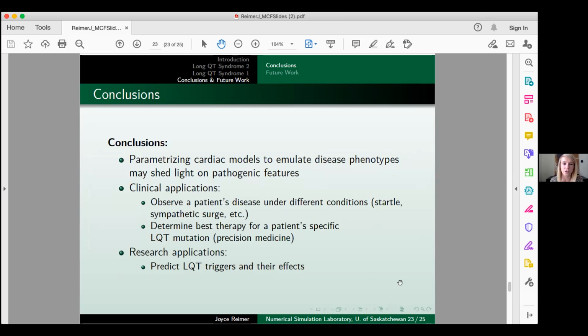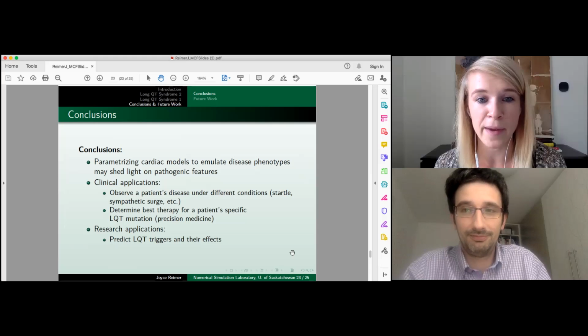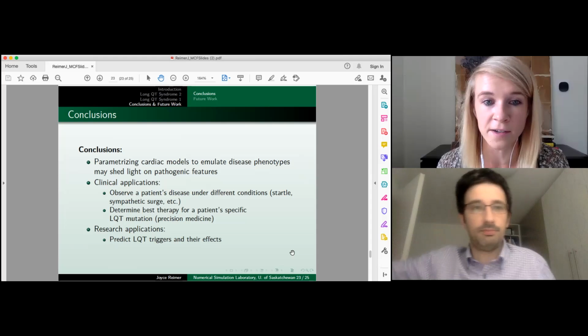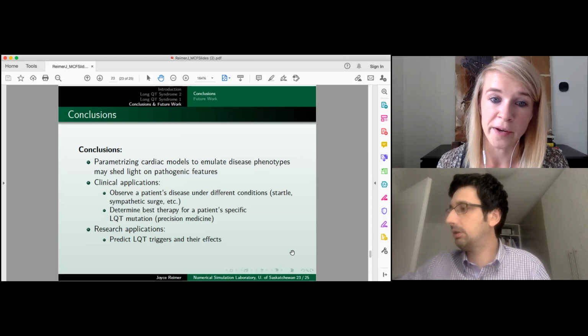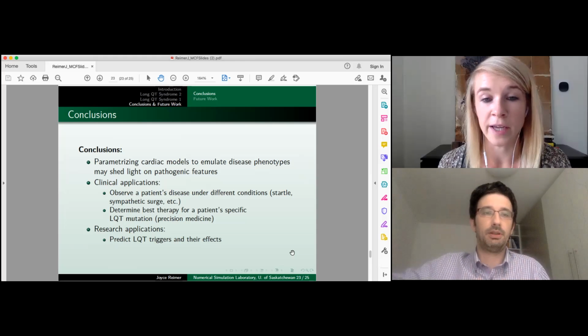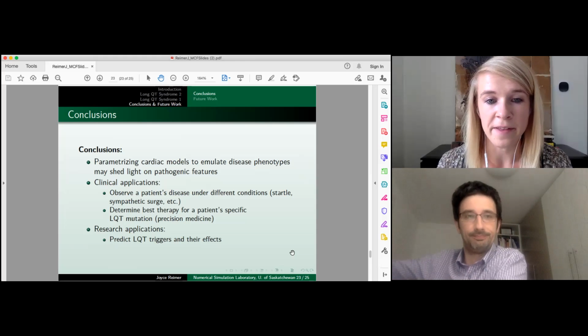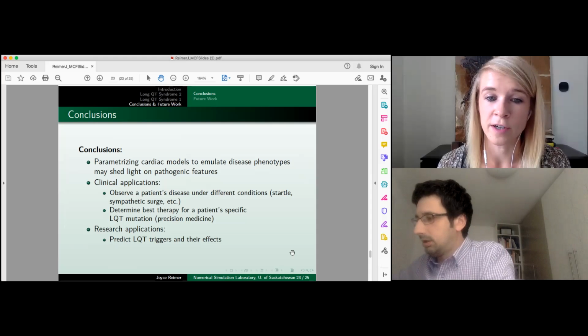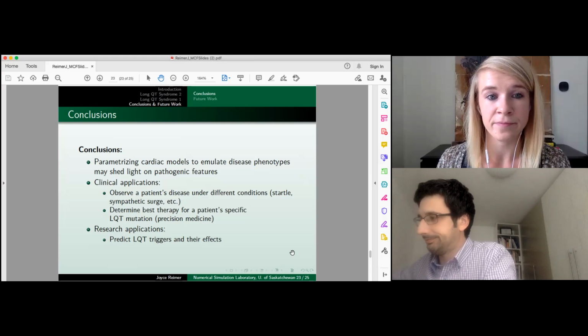So some conclusions: parameterizing cardiac models to emulate disease phenotypes may shed light on pathogenic features. We saw some clinical applications, which is that we can observe a patient's disease under different conditions that may not be possible to accurately reproduce in a classic clinical setting, and also that we can determine the best therapy for a patient's specific LQT mutation, which has implications for precision medicine. And then, of course, there are research applications in which we can look at LQT triggers and predict their effects.